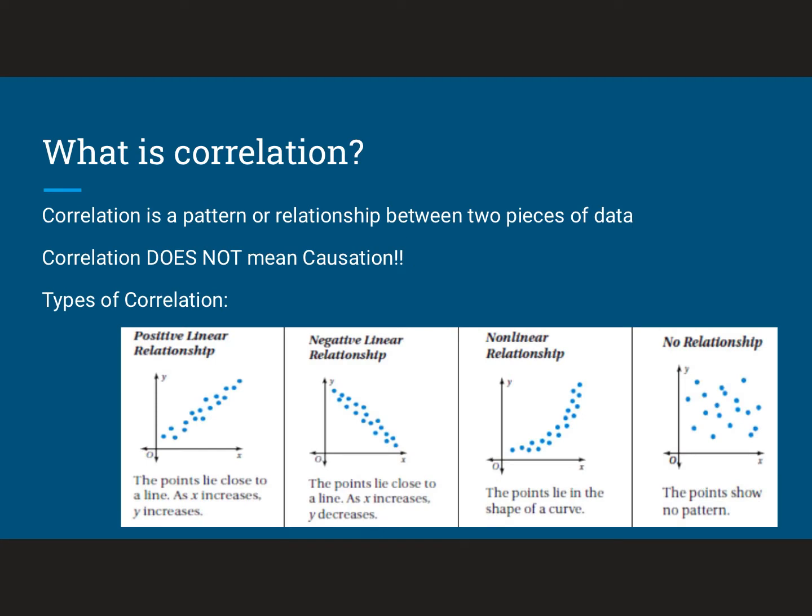So what is correlation? Well, correlation is a pattern or relationship between two pieces of data. One important thing to remember is that correlation does not mean causation. Just because two things are correlated does not mean one causes the other. So there are different types of correlation.